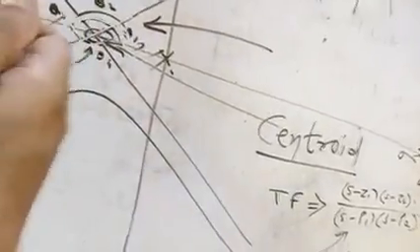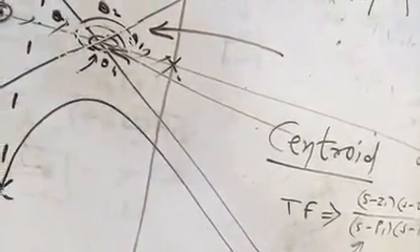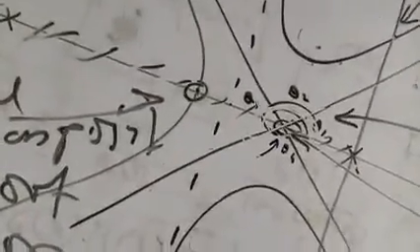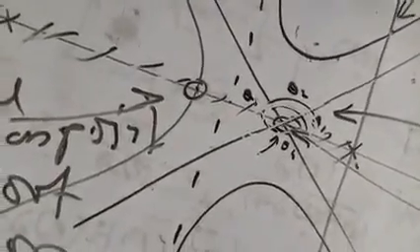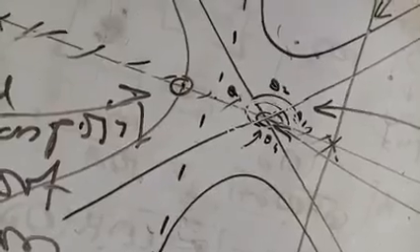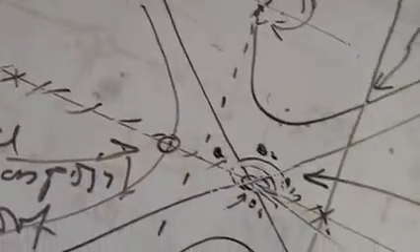Next, if there are imaginary axis poles, then we determine the angle of departure. So this is the angle of departure. This is the existence of root locus. This point is called the centroid. Centroid means the intersection of asymptotes on the real axis.